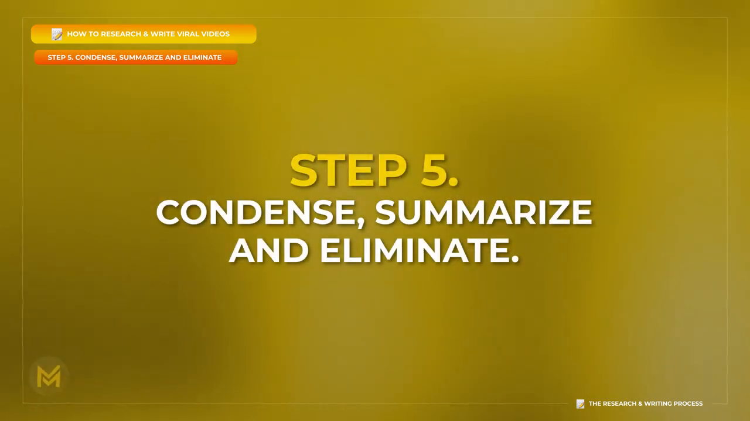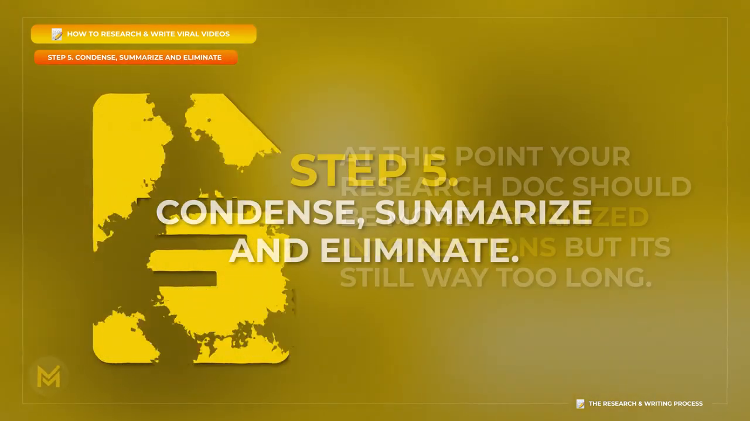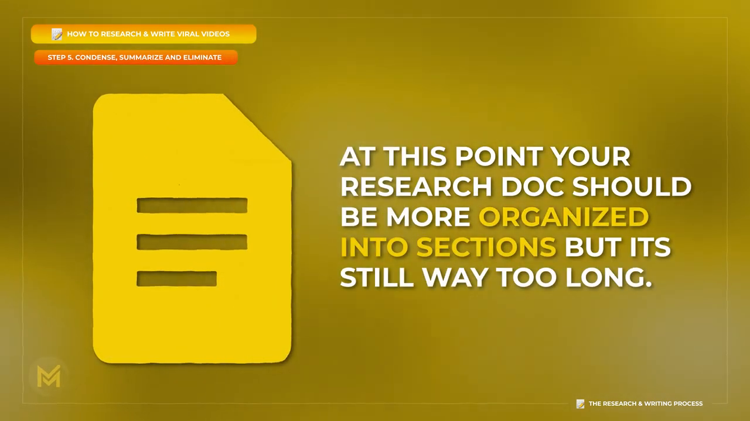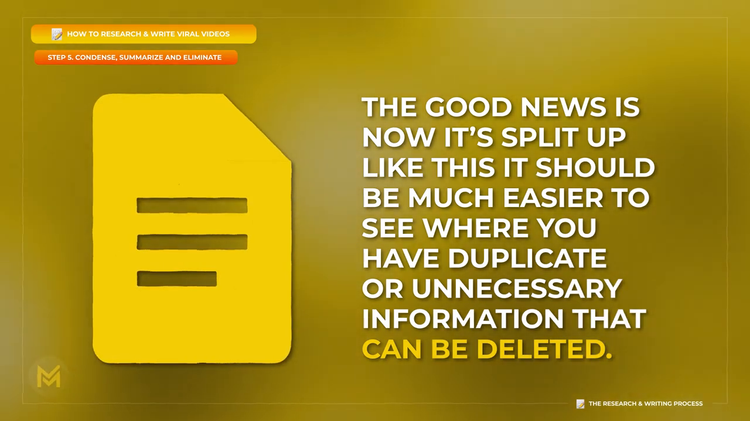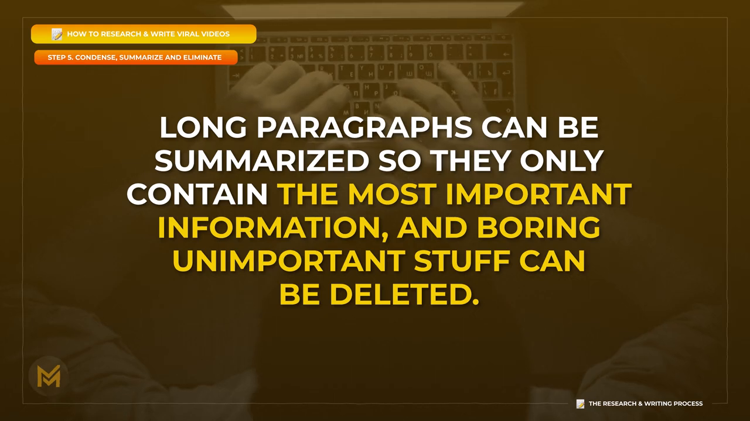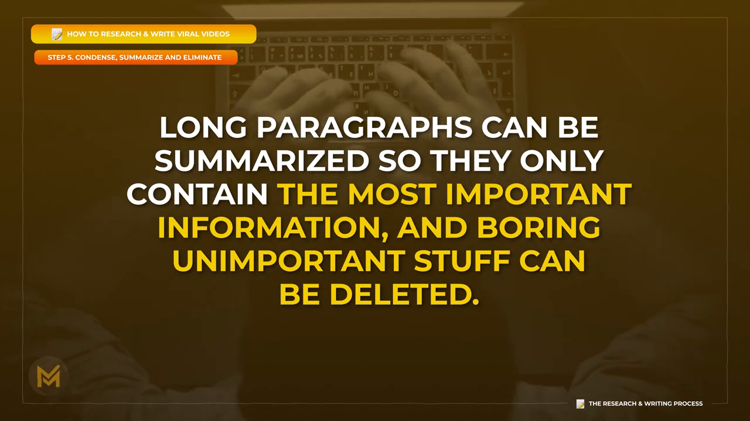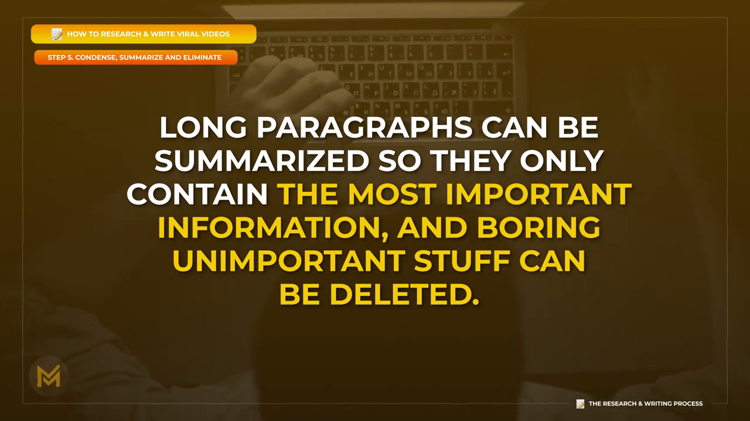Step 5 is then to condense, summarize, and eliminate. At this point, your research document should be more organized into sections, but it's still way too long. The good news is, now it's split up like this, it should be much easier to see where you have duplicate or unnecessary information that can be deleted. Likewise, long paragraphs can be summarized so they only contain the most important information, and boring, unimportant stuff can be deleted.